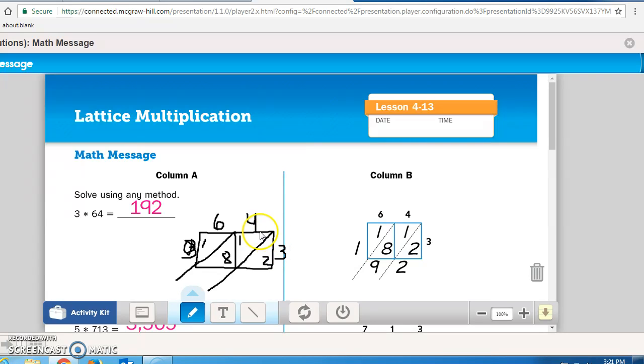We always add what's inside the box. 2 plus nothing is 2. 8 plus 1 is 9. And 1 plus nothing is 1. So that answer is 192. Remember, if I had a 3-digit number, one moment please.